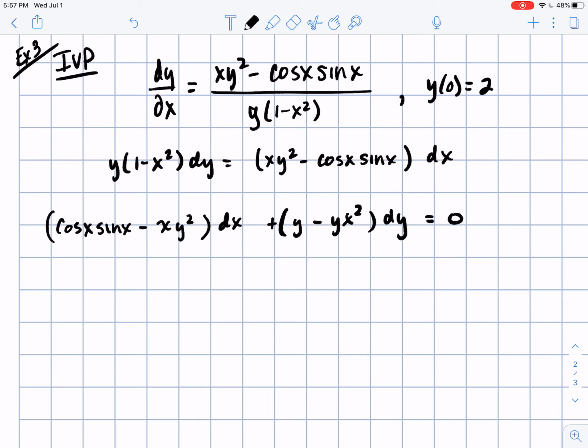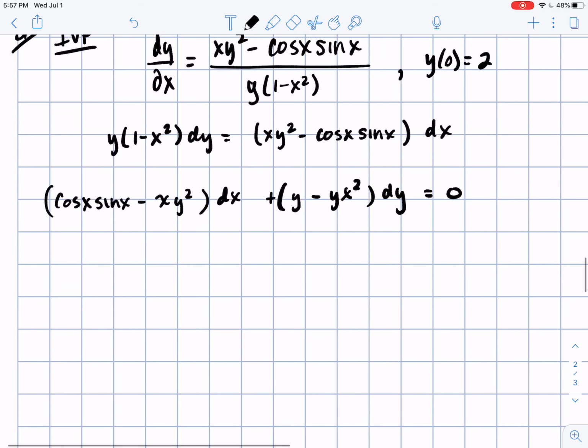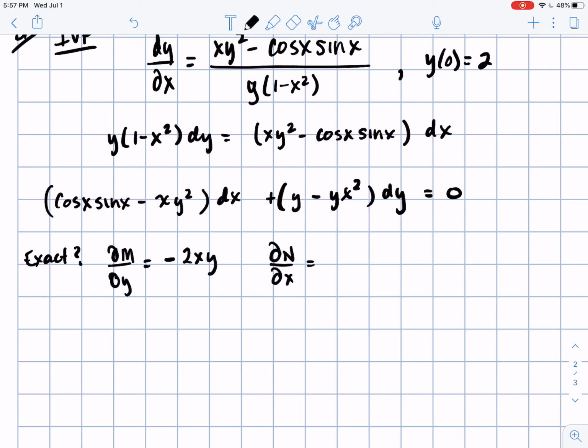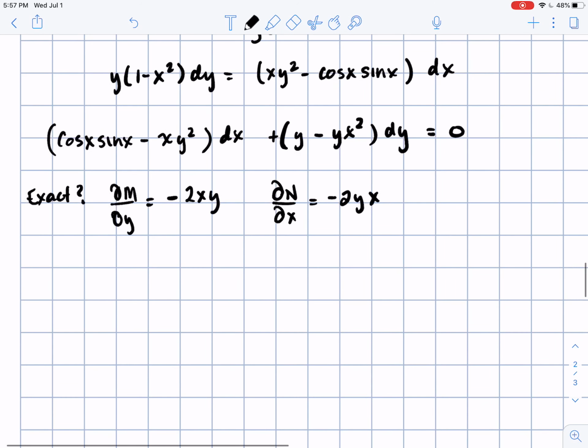Okay. All right, so let's show that it's exact first. Okay, is it exact? So we're taking the partial of M with respect to y. That's 0 for the first term, because they're all x's. The second term will be negative 2xy. Nice. And let's take the partial of N with respect to x. First term is 0 because it's y. Second term would be negative 2yx, which is the same thing. Okay, so we know it's exact.